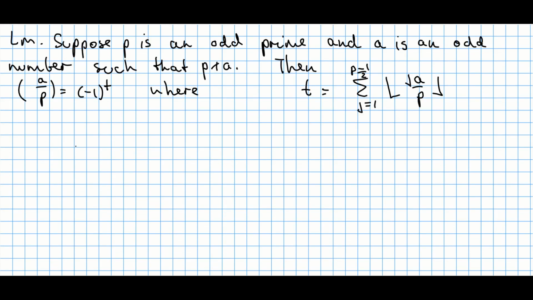The next lemma is a sort of a consequence of the previous Gauss's lemma. We again suppose that p is an odd prime number, and again a is a number that is not divisible by p, but this time we have to include an extra condition. This a is going to be an odd number. Then this Legendre symbol of a modulo p can be evaluated as negative 1 raised to the power of t, where this t can be computed as the sum of the following elements.